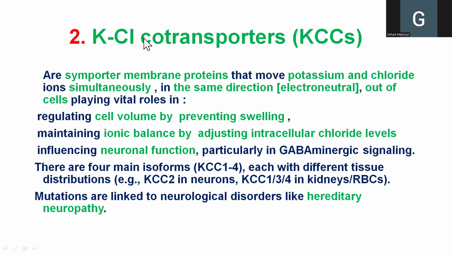If there are mutations in the potassium chloride co-transporter, are there mutations that are possible? Yes, because the co-transporter is a protein. It is encoded by a gene. And if this gene is mutated, then you will have a mutated transporter, and you might have problems in the concentration of salts inside the cell. And this is related to many hereditary neuropathies and diseases.